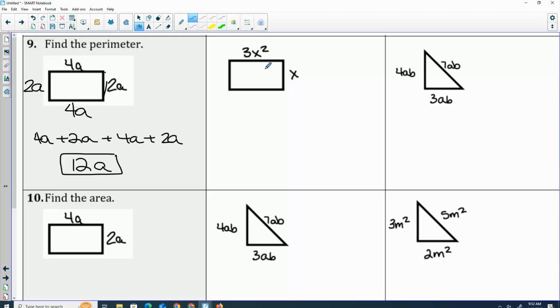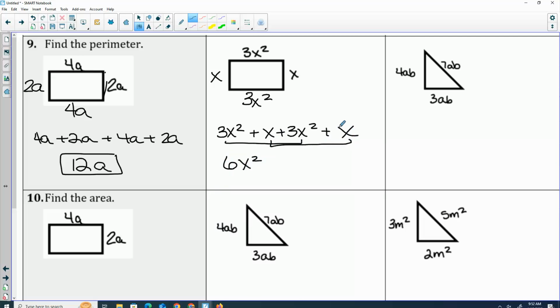Alright, if I look at this one, I'm going to do one of these problems. This side would be x. This one would be 3x squared. So perimeter, you add all 4 of those. Remember, when we add, we can only add like terms. So 3x squared plus 3x squared, and 1x plus 1x, 2x.